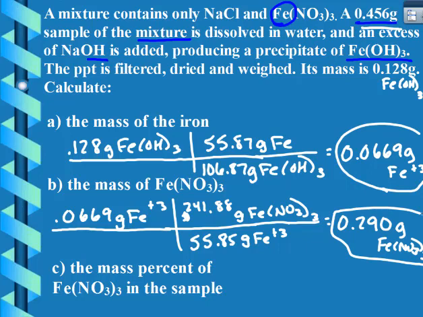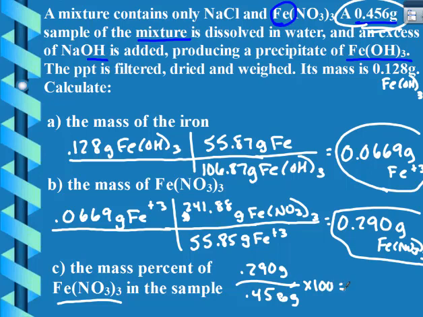So finally, to find my mass percent of iron 3 nitrate, mass percent is mass of what I was looking for, mass of iron 3 nitrate, over total mass. That's where the 0.456 is going to come in, because that's grams of the sample. Multiply by 100, and we get our 63.6%. Which means sodium chloride must have been 100 minus that.